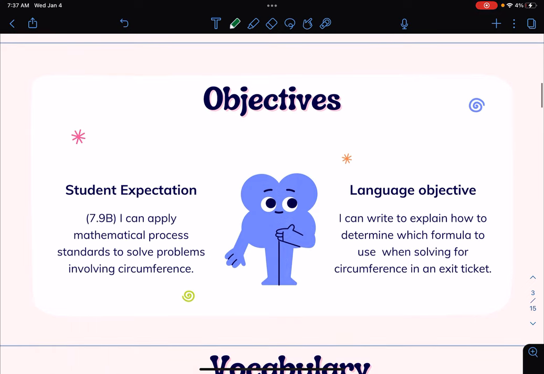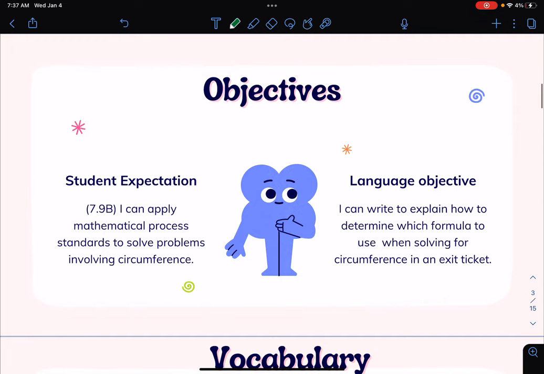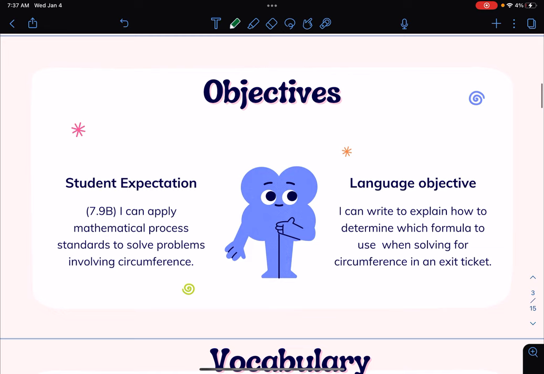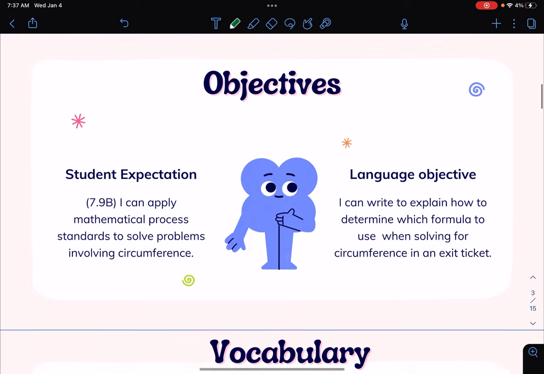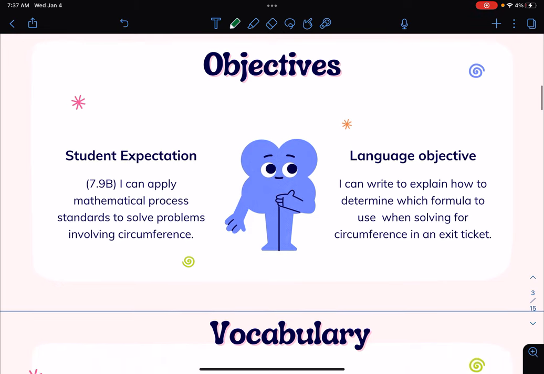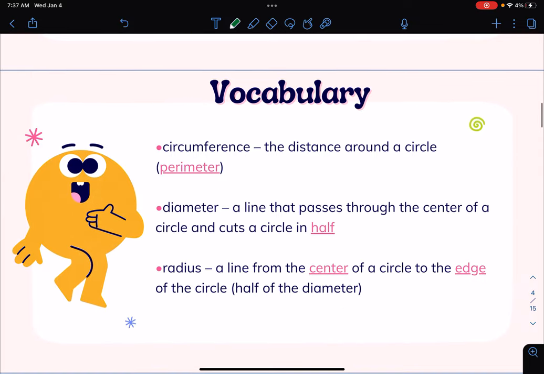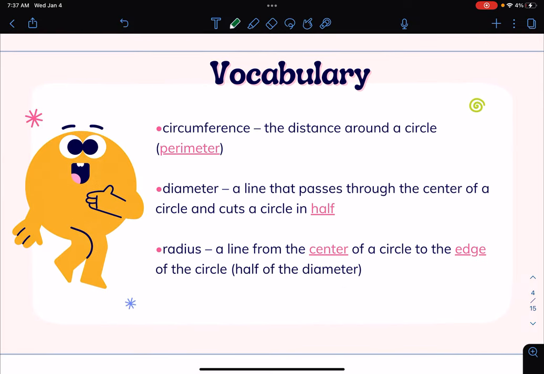Okay. So our objective for today is 7.9b, and it says I can apply mathematical process standards to solve problems involving circumference. Then of course we have our language objective that says I can write to explain how to determine which formula to use when solving for circumference in an exit ticket. Okay.